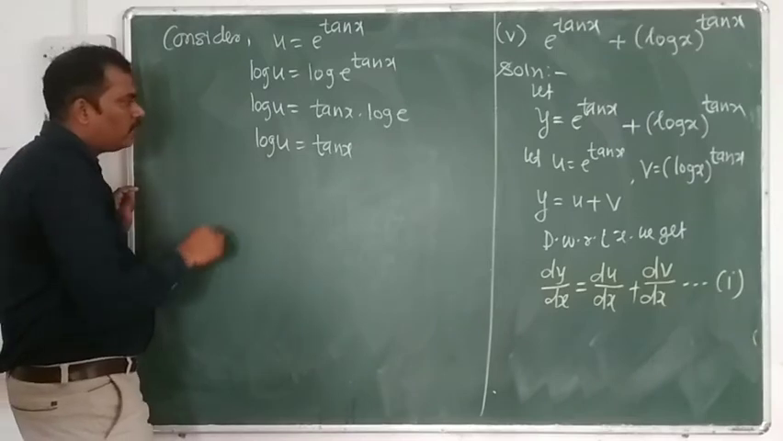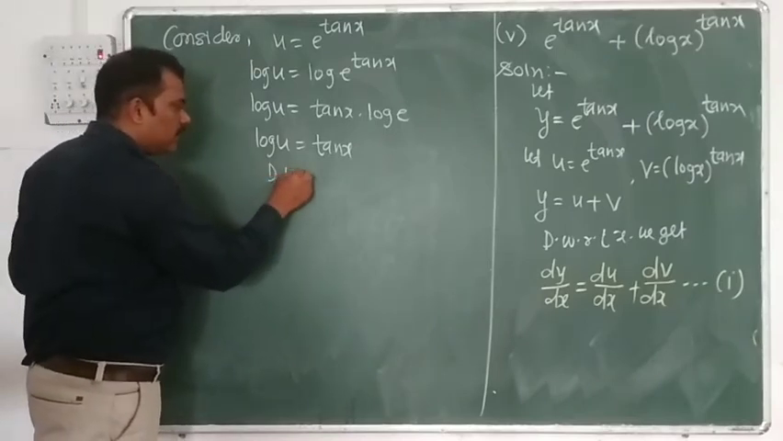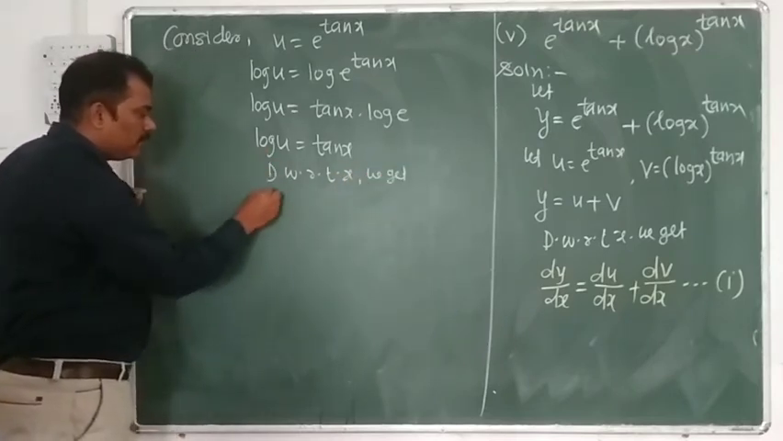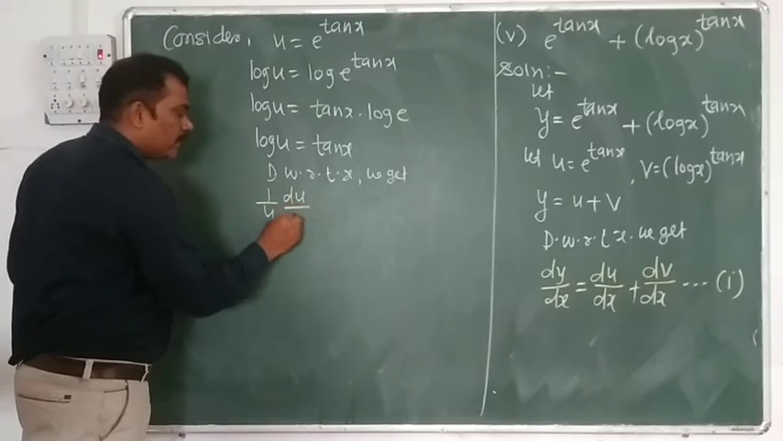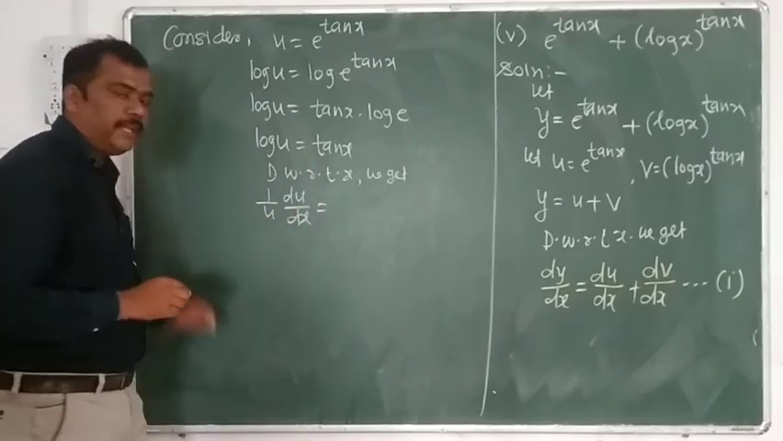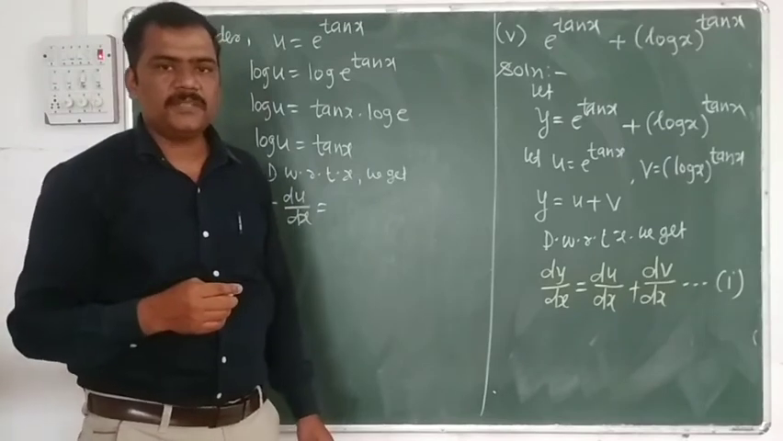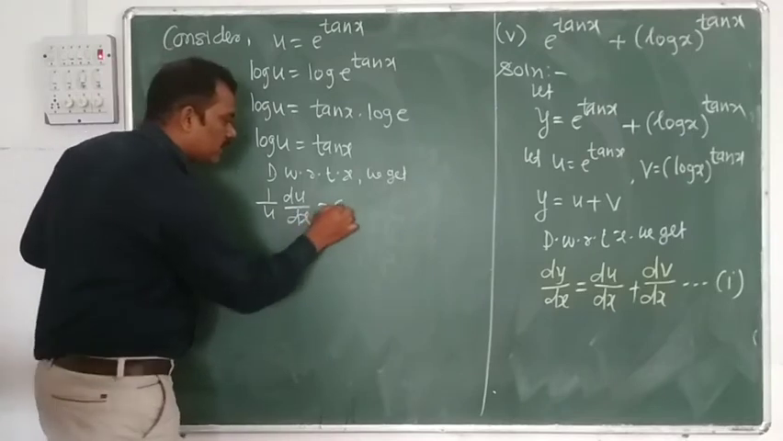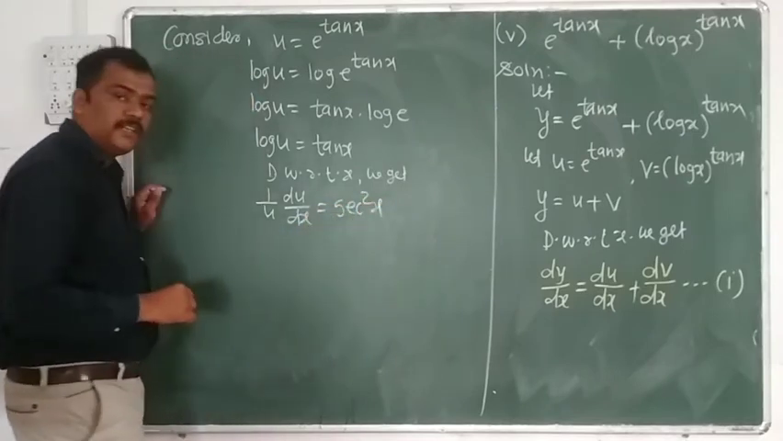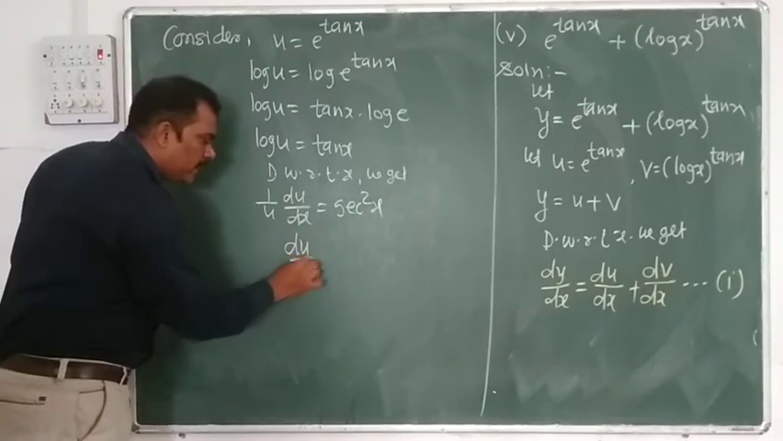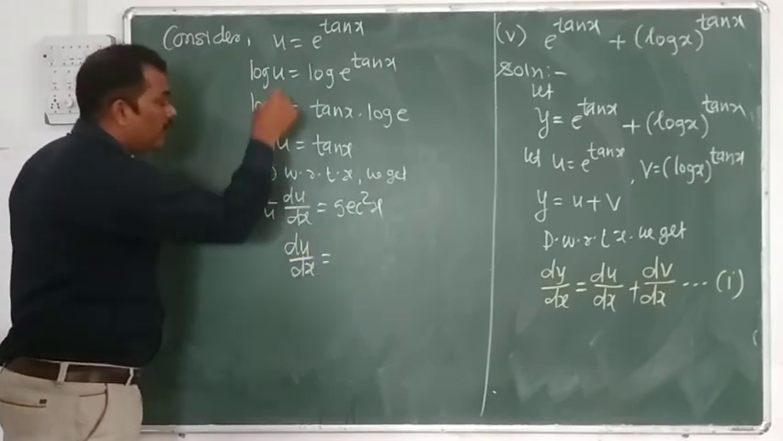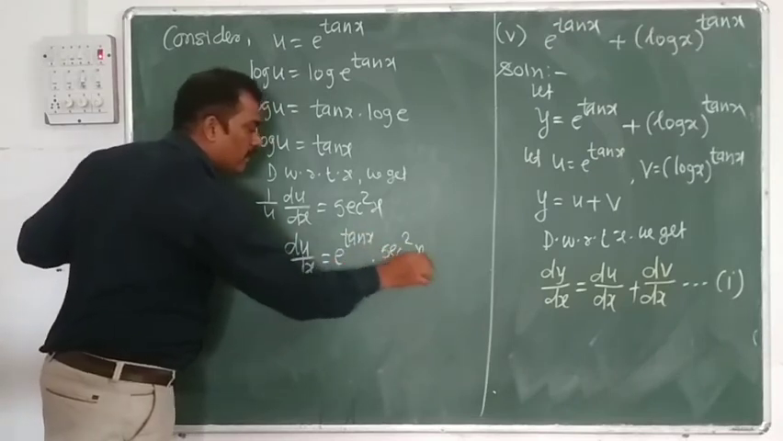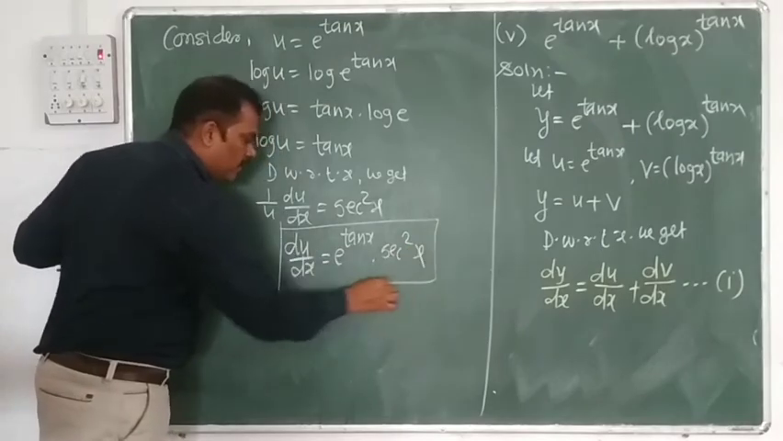So we have to differentiate this with respect to x. We get 1 upon u into du by dx, equal to the differentiation of tan x with respect to x. What is that? Yes, correct. Sec square x. Derivative of tan x is nothing but sec square x. Therefore du by dx is equal to u into, what is the value of u? e raised to tan x into sec square x. This is the value of du by dx.